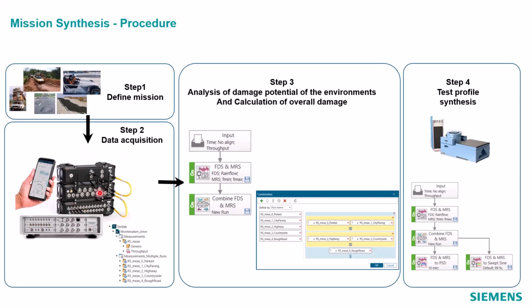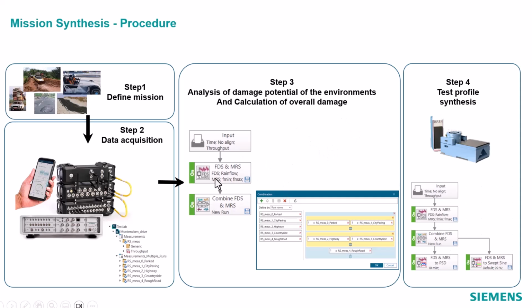So here we have pictured some data acquisition hardware from Siemens. We have the SCADAS RS, which is our ruggedized data acquisition system, as well as a SCADAS mobile here. And so we'll take this hardware and we'll go out and we'll acquire some representative data for all of those different mission profiles.